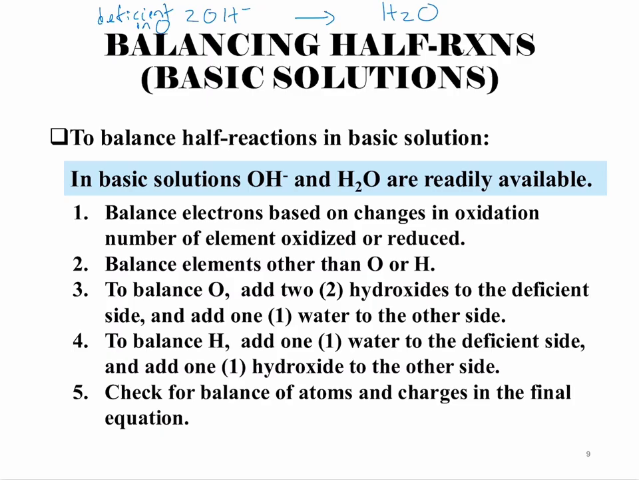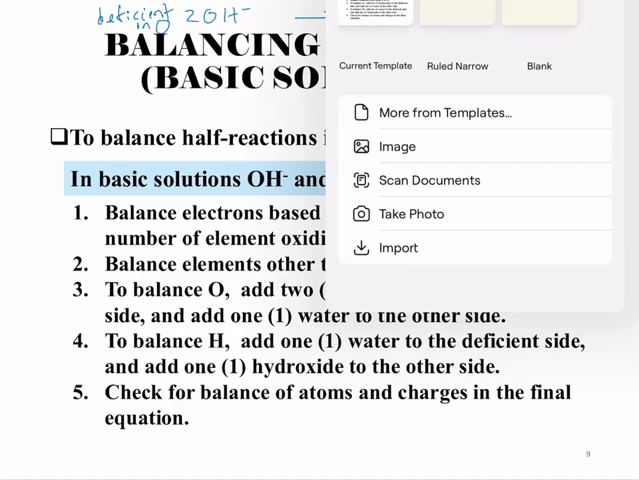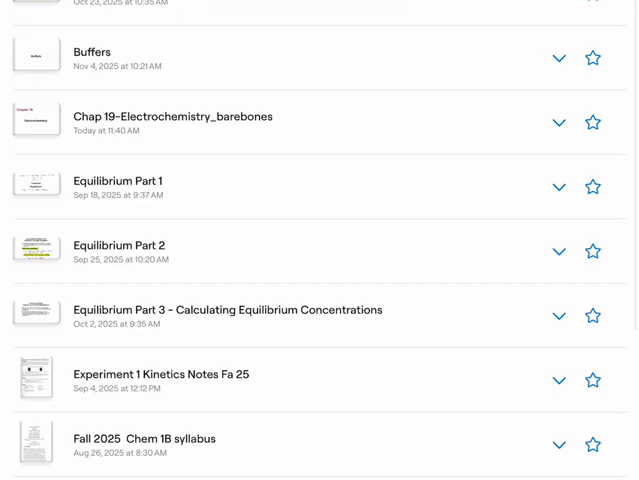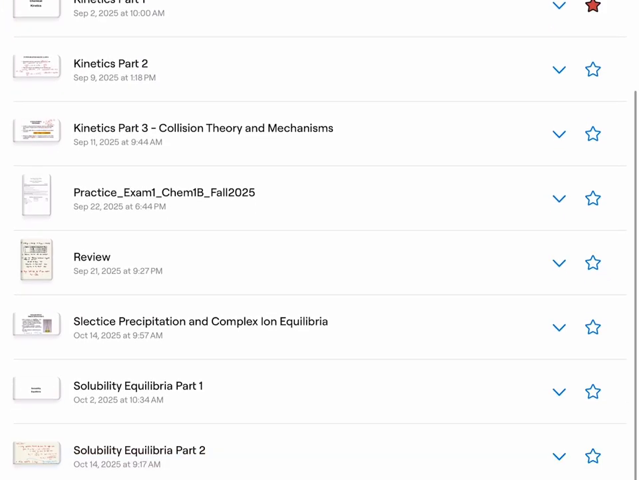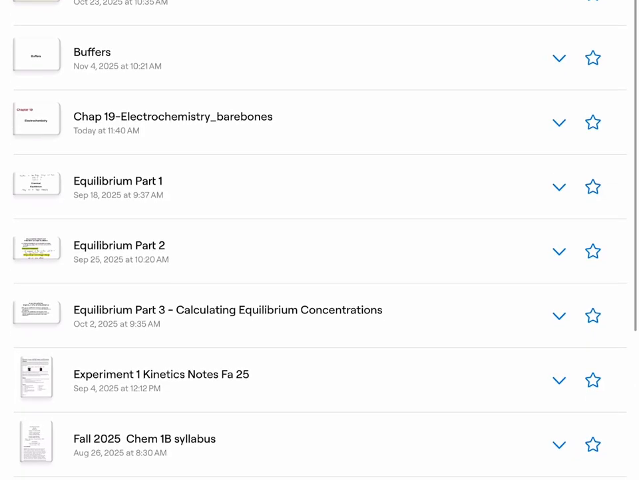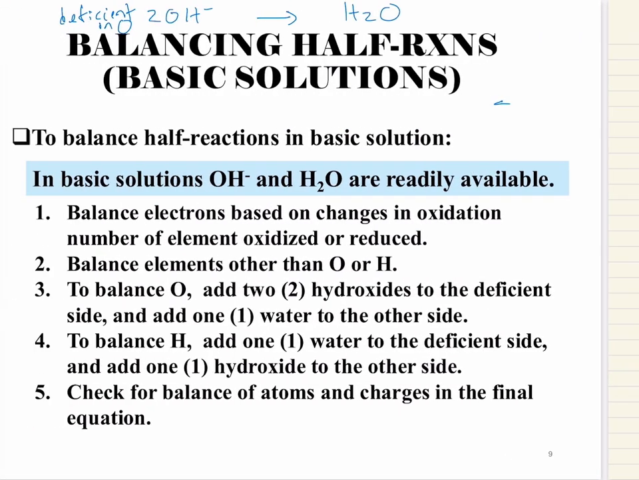Yeah, on one side, let's say your deficient side, you needed to add 2 oxygens to that side to balance the oxygens on the right-hand side of the equation. So if I have, this is my deficient side, this is my reaction arrow, and I need to add 2 oxygens to the deficient side. How many hydroxide ions would I add to that side?